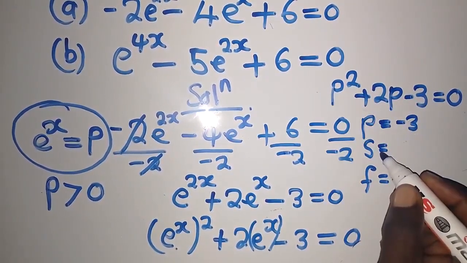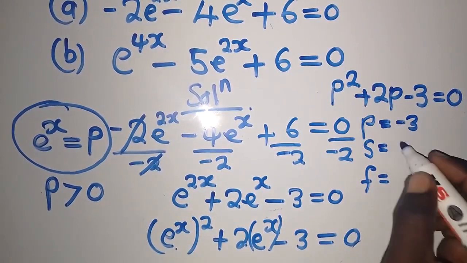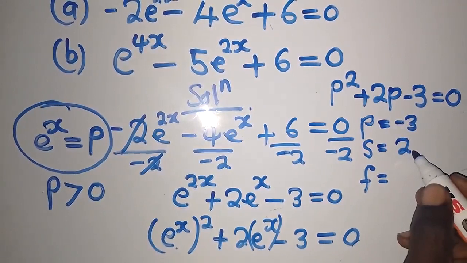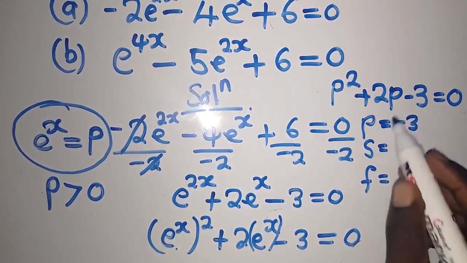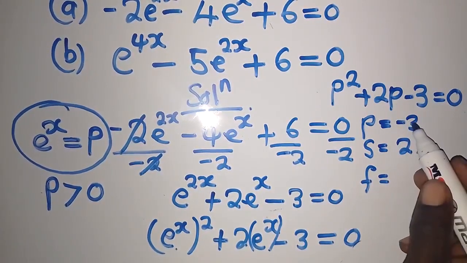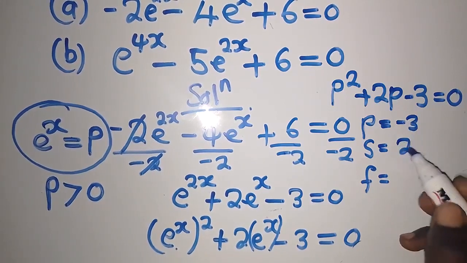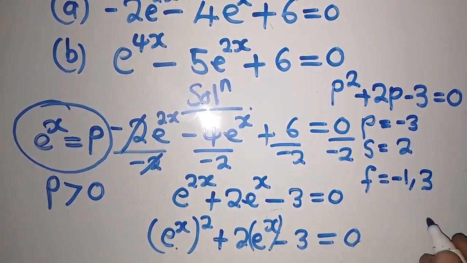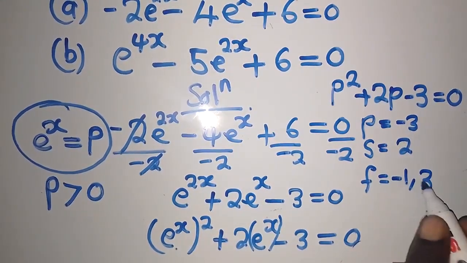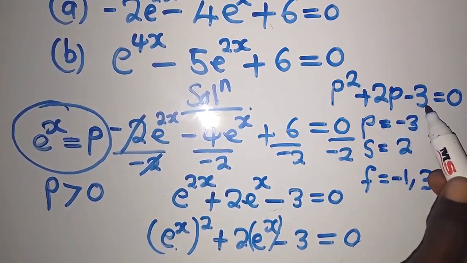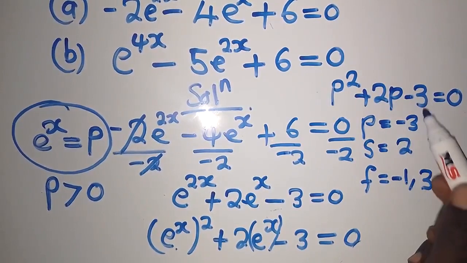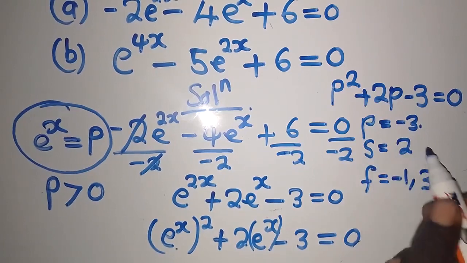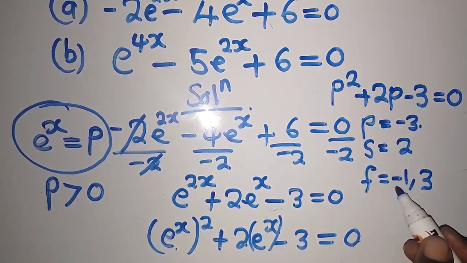Then the sum there, what is the sum? The sum is 2. So we need two numbers that we can multiply to get negative 3, and if we add those same numbers, we get 2. It is negative 1 and 3. When we multiply, we get negative 3. When we add, we get 2. This is what we are going to do.